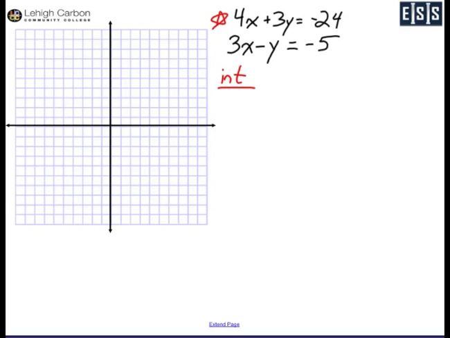To find my x-intercept, I let y be 0. So it's going to be 4x plus 3 times 0 is 0 equals negative 24. Divide by 4. X equals negative 6. So my x-intercept is negative 6, 0. I can graph that point.